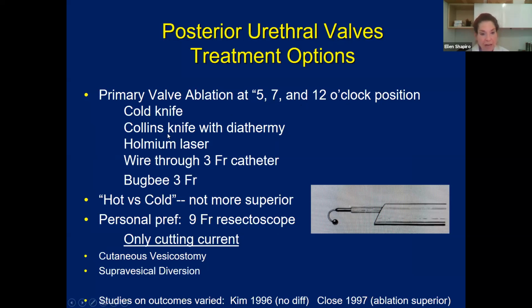You can use a cold knife, Collins knife with diathermy, Holmium laser, a wire through a 3 French catheter, Bugbee 3 French, or my favorite tool is this little ball that is 180 degrees turned on itself. And I happen to use a Wolf cystoscope. Storz is also excellent, and only the cutting current is used. Studies have shown it really doesn't matter if it's hot or cold ablation, so to speak.